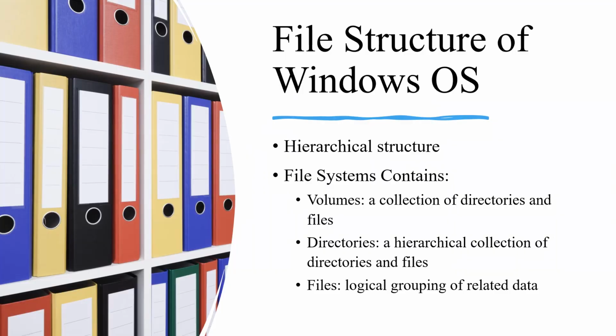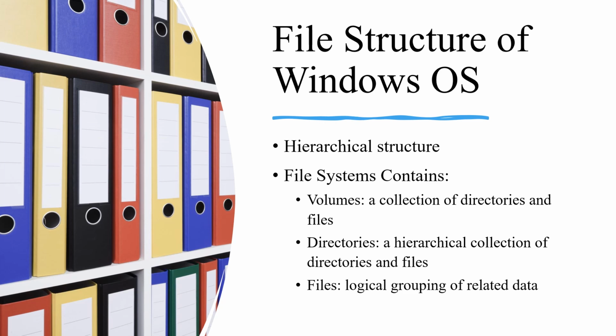So for the file structure of a Windows OS, it's based off of a hierarchical structure. The file system almost always contains the volumes, the directories, and the files themselves. A file system enables applications to store and retrieve files on storage devices. Each file system consists of one or more drivers and dynamic link libraries that define data formats and features. A file system controls how data is stored and retrieved.